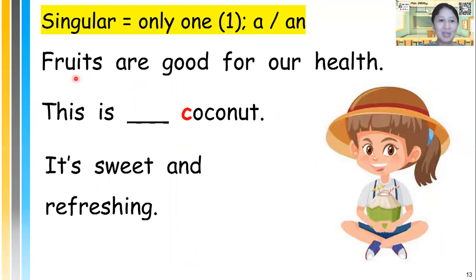Look, and then look at this. Let's read. Fruits are good for our health. Okay. This is coconut. So what is missing here? A or an? A coconut. Good job. And it's sweet and refreshing. Wow, look at her. Coconut.